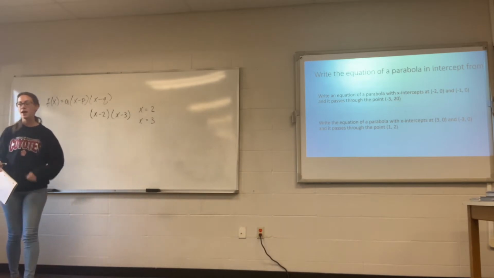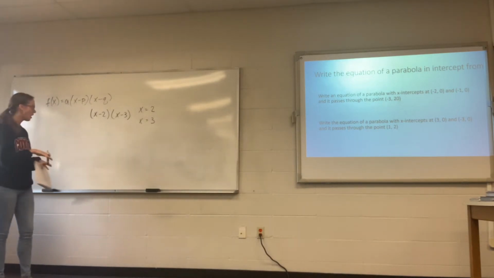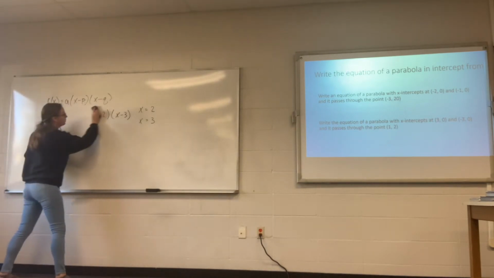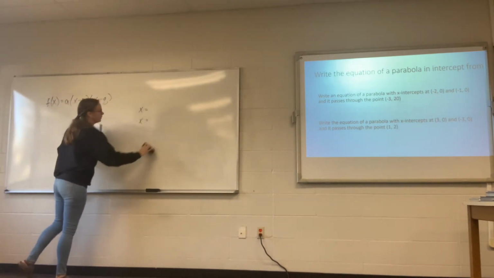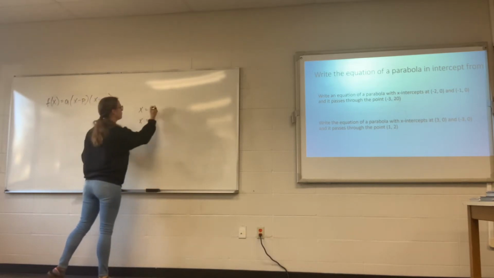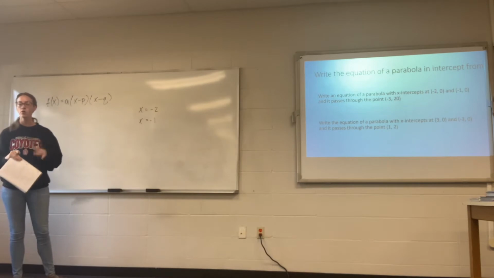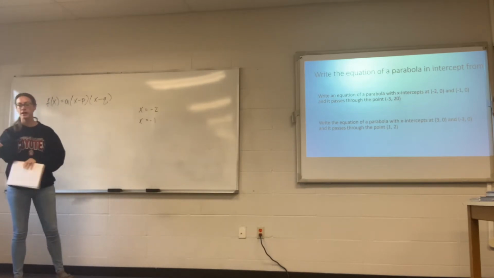It tells me that I have 2 x-intercepts. One of them is at -2 and one is at -1. So I have 2 x-intercepts, one's at -2 and one is at -1. And then it also tells me it passes through the point (-3, 20).